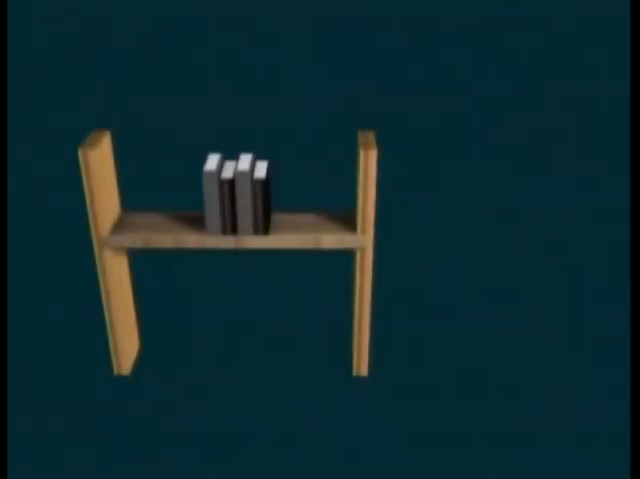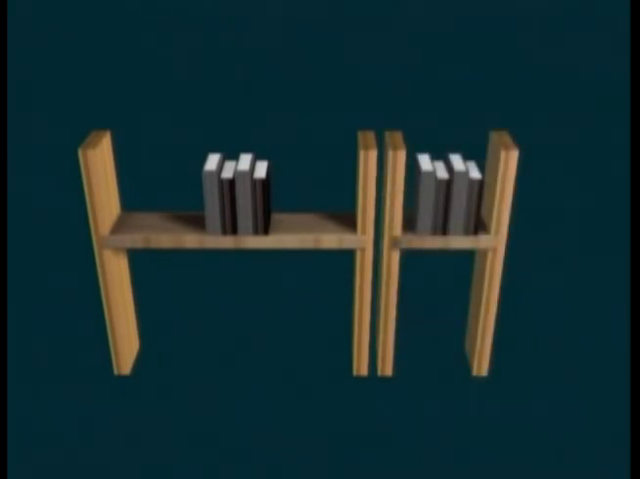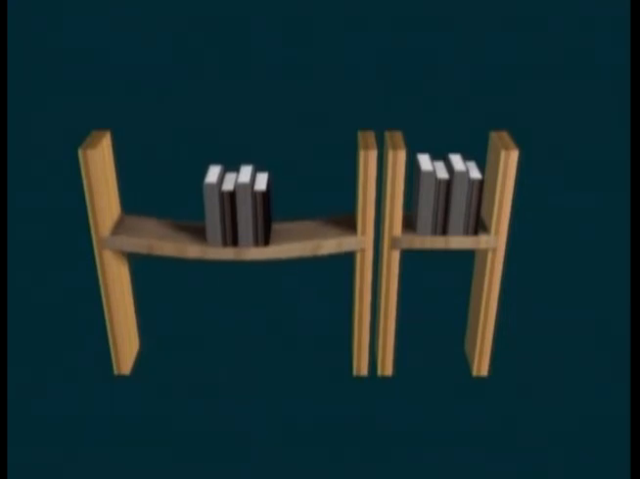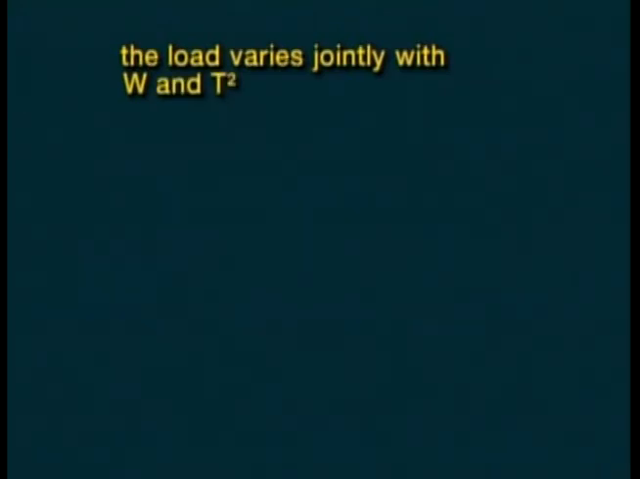A longer shelf will hold less weight than a shorter shelf that has the same width and thickness. The amount of weight supported varies inversely with the shelf's length. If the shelf is too long, it might sag or break. In general, the load a board can support varies jointly with the width of the board and the square of the board's thickness, and varies inversely with the length of the board.